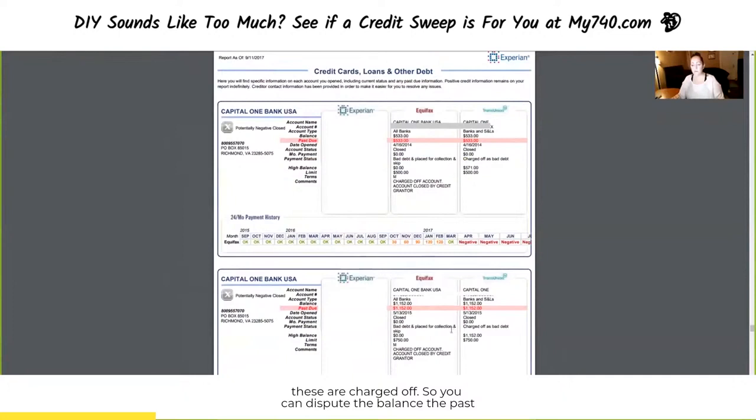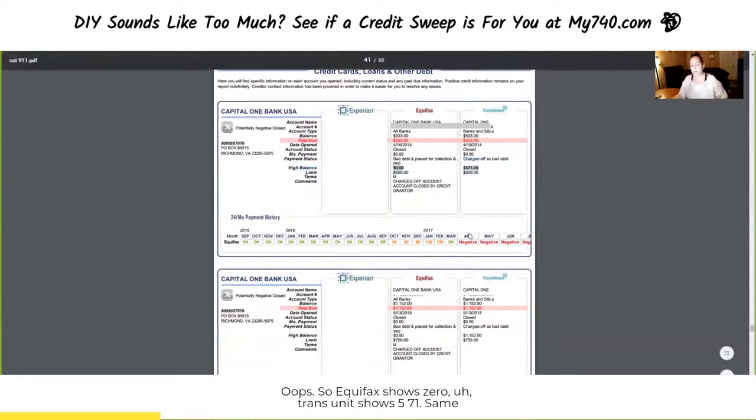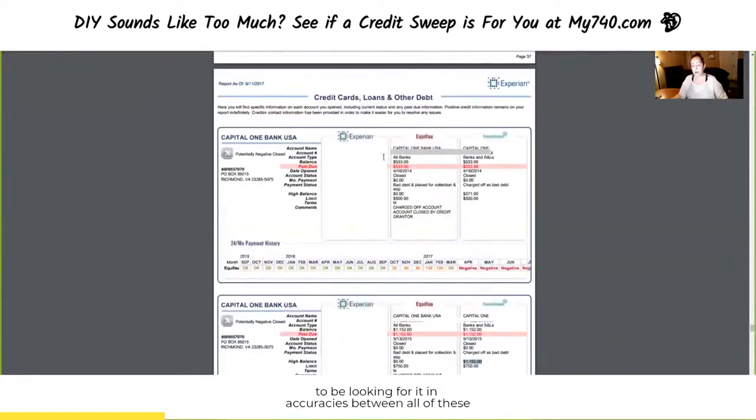So with Capital One and Capital One, both of these are charged off. So you can dispute the balance, the past due on both of these. You can see that the high balance is inaccurate right here between Equifax and TransUnion. Equifax shows 0, TransUnion shows 571. Same thing down here, 0 and 1152. So you are going to be looking for inaccuracies between all of these numbers: balance, past due, even open date, monthly payment, high balance, and limit.